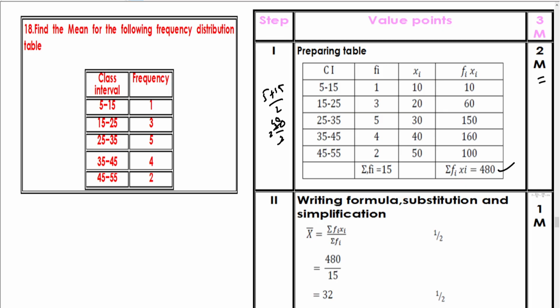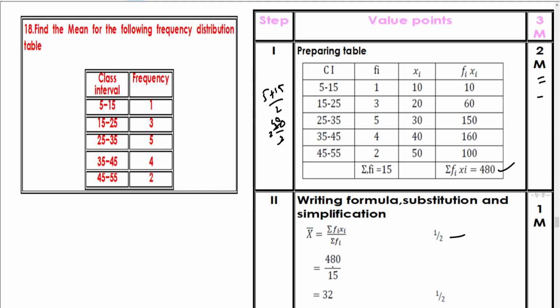Don't make any hurry. After calculation, again and again you check it and move on to the next one, because your answer depends on it. Any mistake, you will get 0 here. Be careful to score 2 marks. Then as usual, for writing the formula, sigma Fi Xi upon sigma Fi, you will get half mark. You take 480 upon 35.